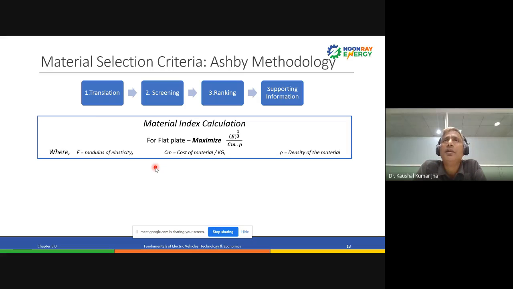So what are the important factors? We want the lightweight and cheapest material with the highest possible strength. So highest possible strength becomes E, Young's modulus of elasticity. What we want? The weight should be minimum. So the density comes in 1 by rho, so if the function is maximized, then rho would be minimized.